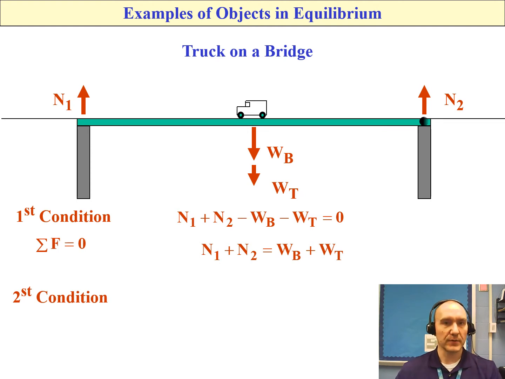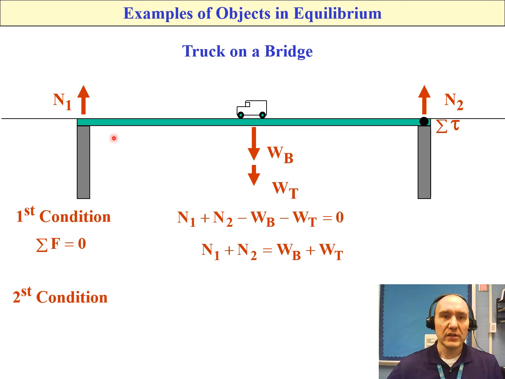Second condition of equilibrium says the net torque is going to be equal to 0. So this one identifies the pivot point right here at N2. You don't have to do that. You can actually identify your pivot point at N1. Now, why would we identify it at N1? Why not like at the middle of the bridge? Why would we choose one of those two?